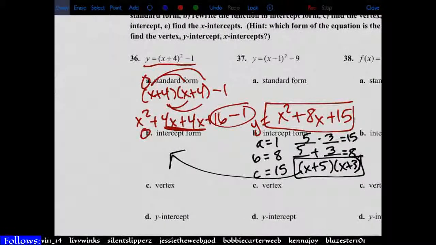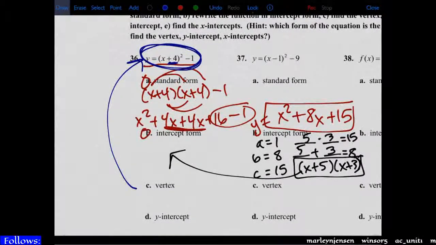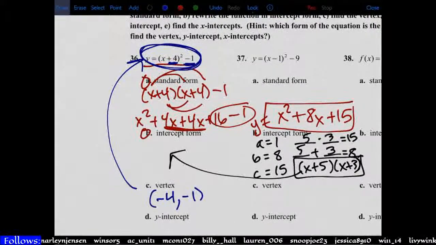Alright, what do we need to do next? Vertex. What form is it easiest to find the vertex from? Vertex form. So vertex we're going to find from right there. Remember, it's the opposite of this number and this number. So the vertex is going to be -4, -1.